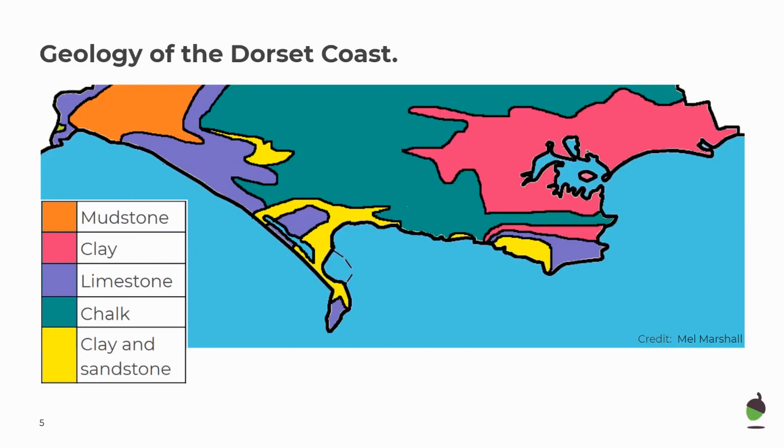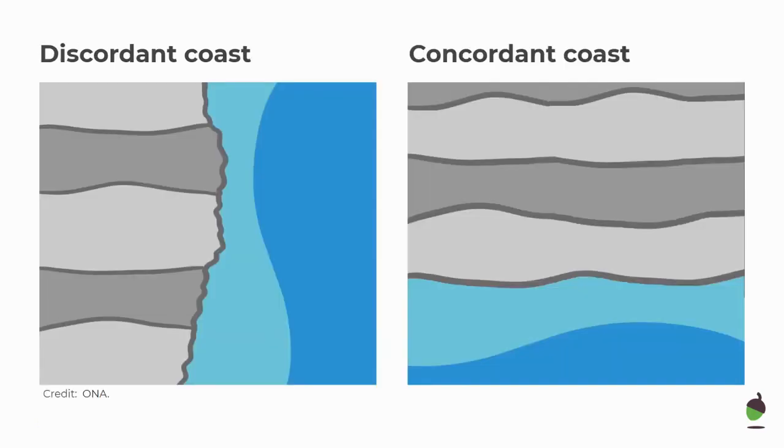Dorset has examples of both discordant and concordant coastlines. A discordant coastline, as we can see in the area around Swanage, is where the rock types lie perpendicular to the sea. There is also an example of a concordant coastline, and here the rock layers run parallel to the shore. So if we look at those, discordant, the rock types lie perpendicular, concordant, the rock types lie parallel.